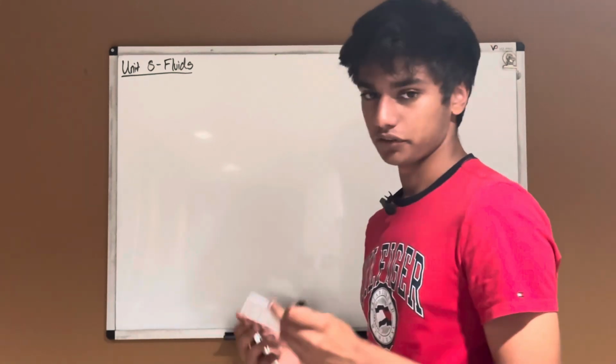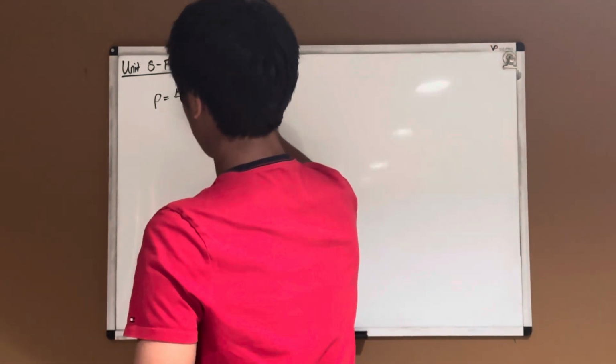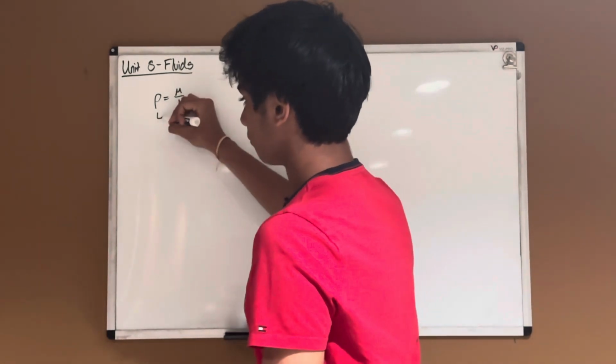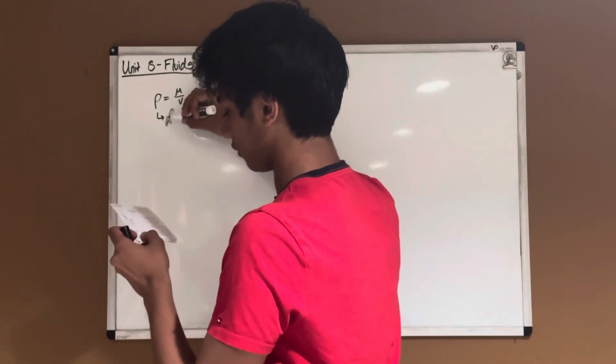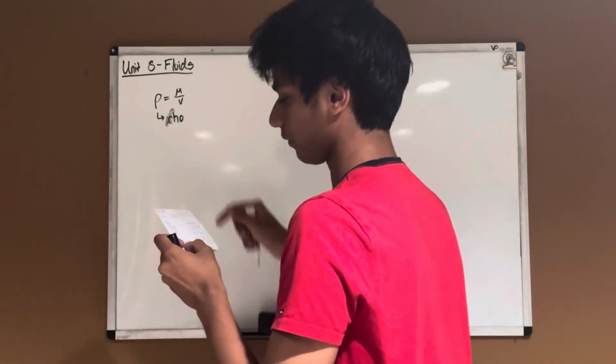Okay, so fluids. Let's start with the basics. First, we know the density equals mass over volume. So the symbol for density in physics is rho, spelled R-H-O, and that's density equals mass over volume.